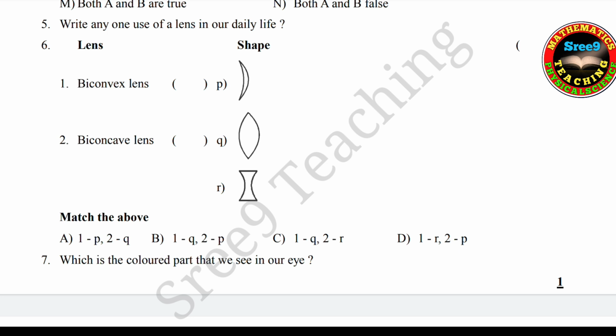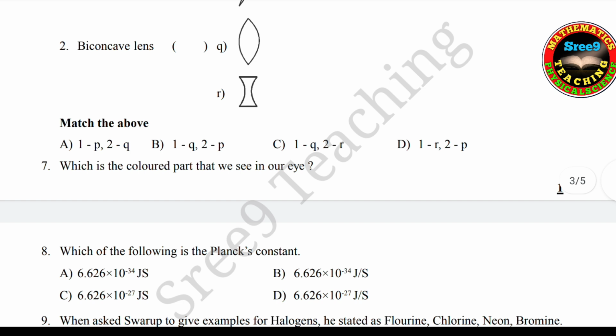Now here the options are given. Match the above with the options. A 1P 2Q is wrong. B 1Q 2P is wrong. C 1Q 2R is right. And D is wrong, right? So that's why our option C is the correct answer.